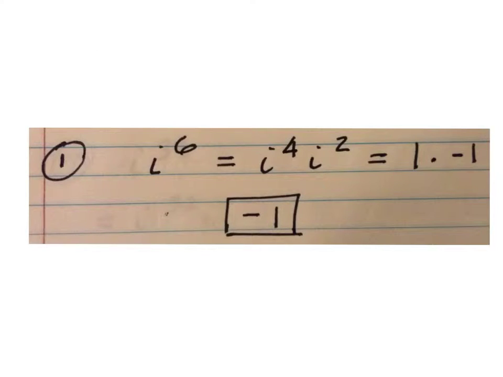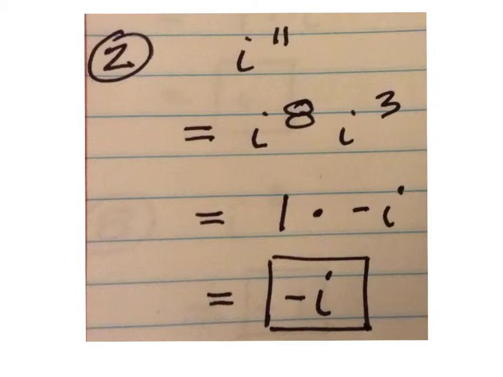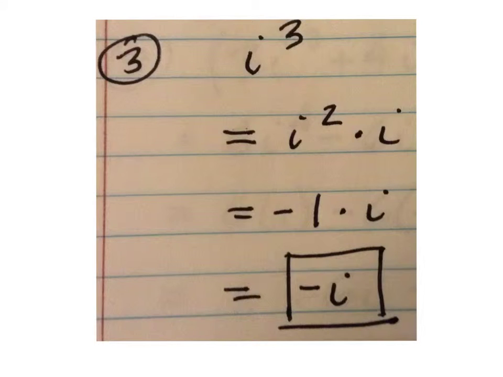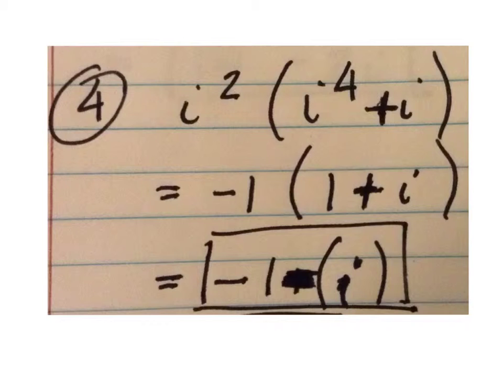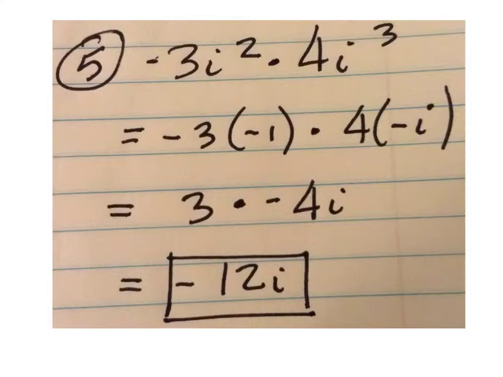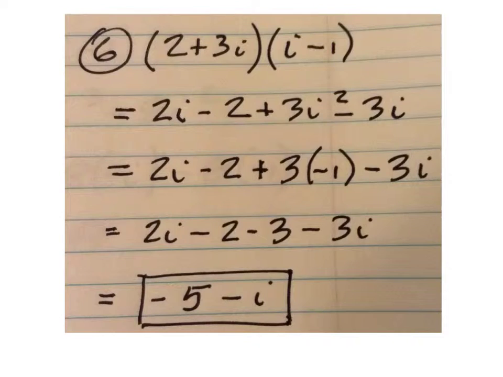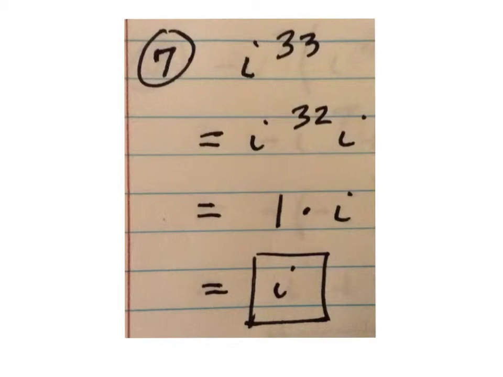Here are the answers for the test. 1 is negative 1. 2 is negative i. 3 is negative i. 4 is negative 1 minus i. I wrote it kind of funny. I just didn't want, I do this in ink and I can't go back and change it. 5 is negative 12i. 6 is negative 5 minus i. 7 is i.